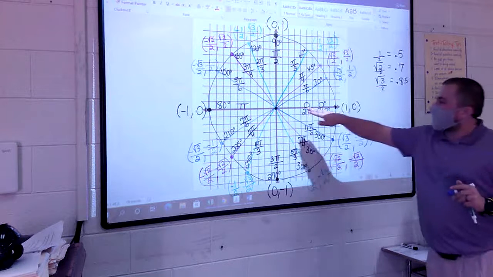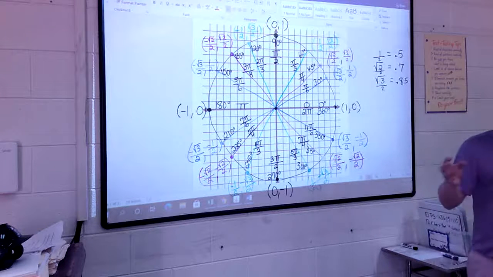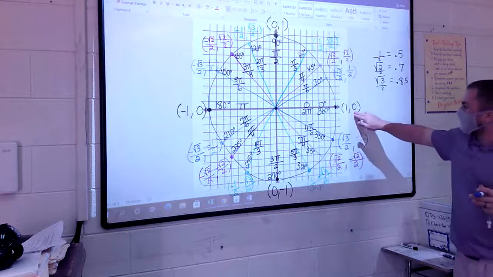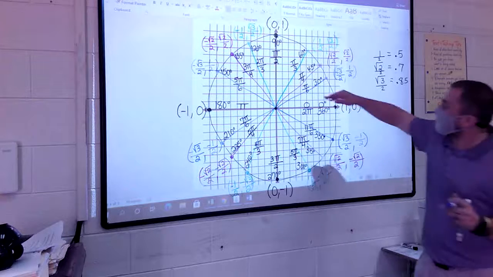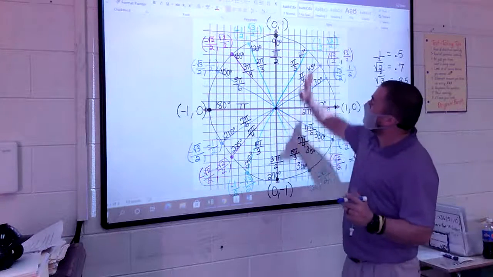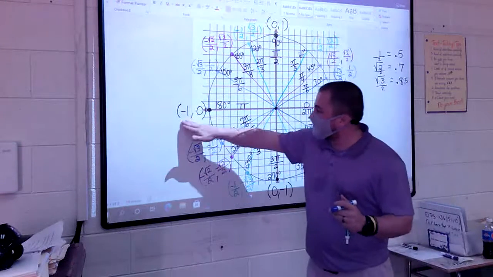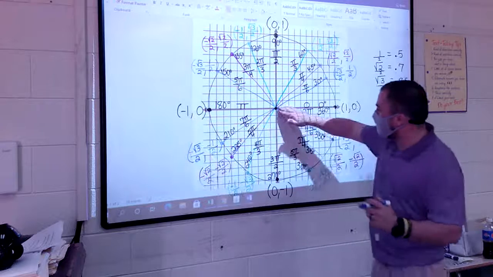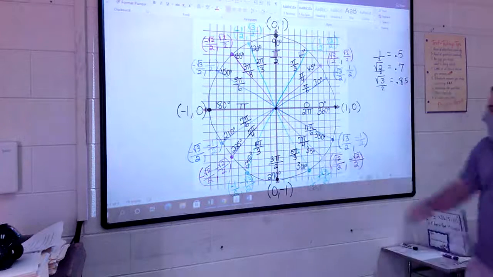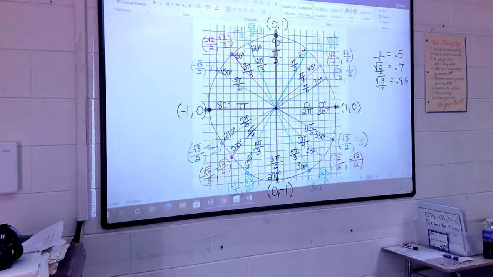Then, you know the unit circle, I told you the radius is 1. So this point is 1, 0 because you go over to the right 1. This point is 0, 1 because you go up 1. This point's negative 1, 0 because you go left 1. This point's 0, negative 1 because you go down 1. The point in the unit circle, here's a pattern. There's 0.